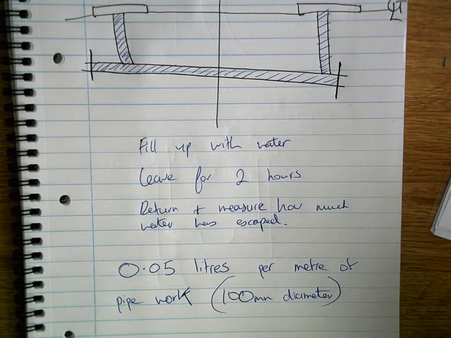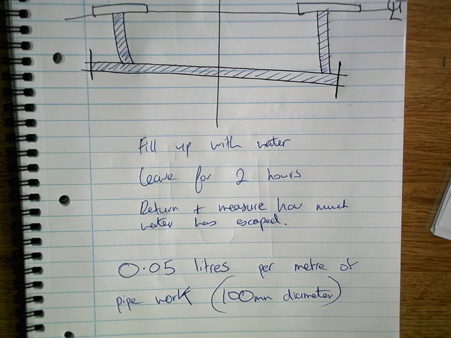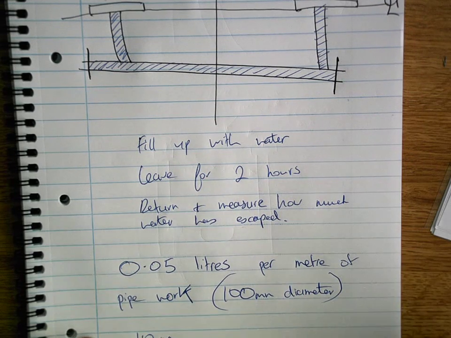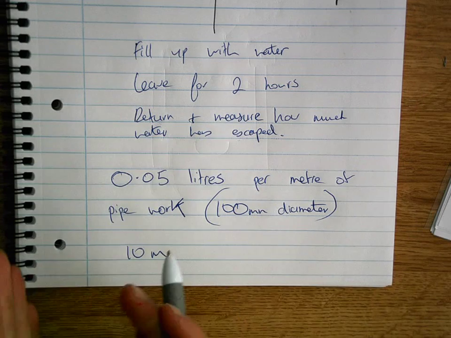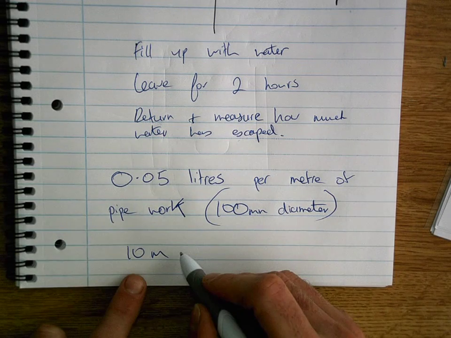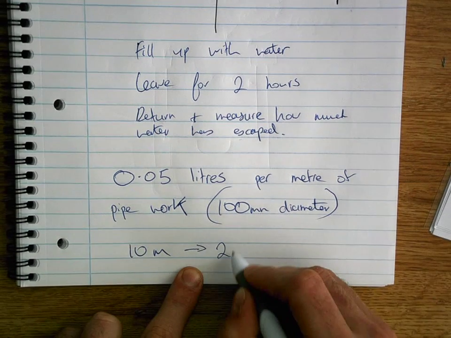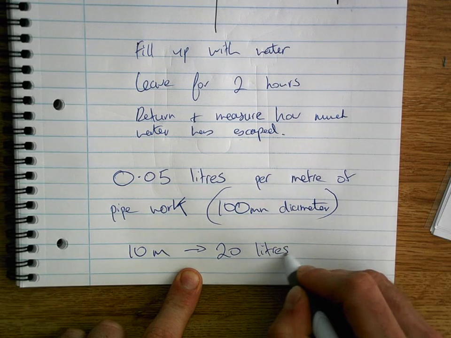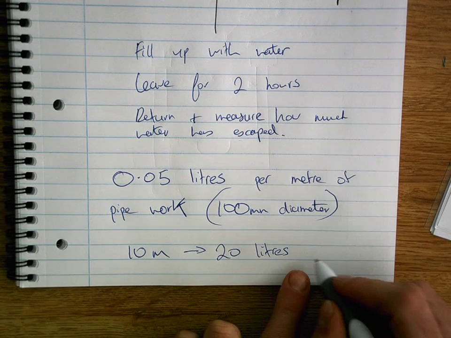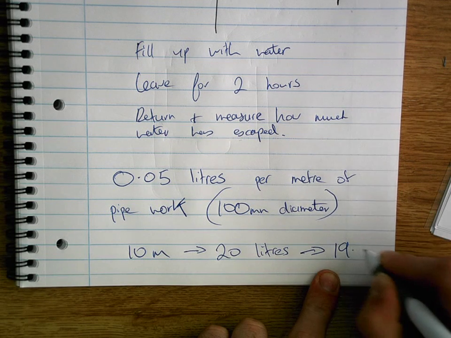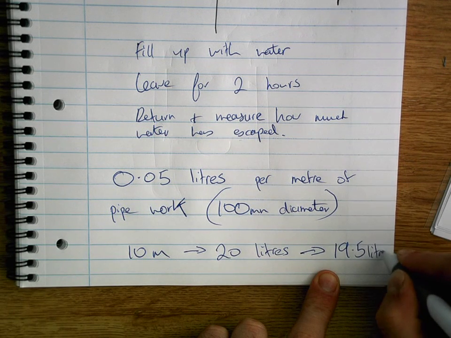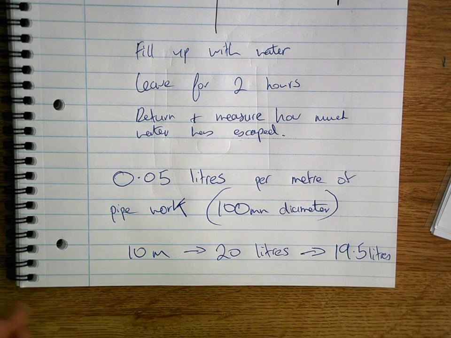So let's say for argument's sake you sampled a section of pipe work that was 10 metres in length, and you filled it up with water. You had it closed off on the left and the right hand side. The intervals are 10 metres apart. You put in, let's say, 20 litres of water. I'm just making these figures up to just give you a sample, and you came back later on that day, 2 hours later, and there was 19.5 litres left, so it had fallen by half a litre. That means half a litre has escaped within those 10 metres of pipe work.